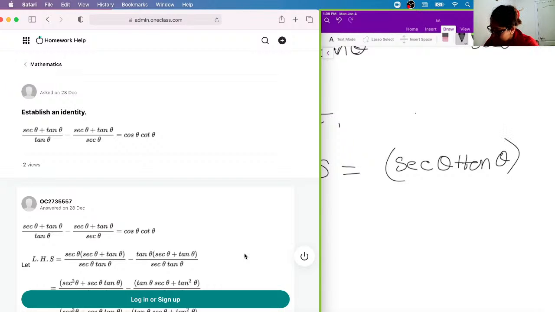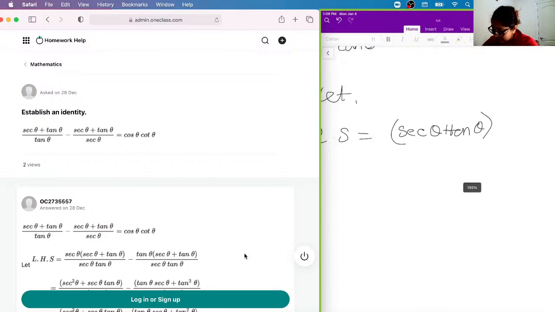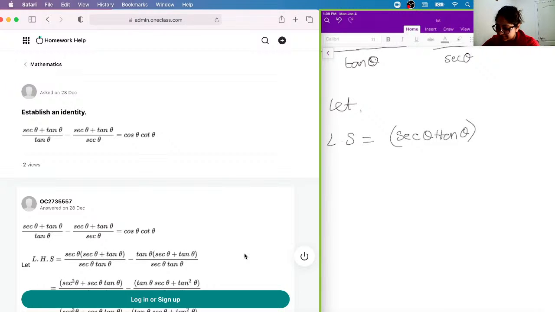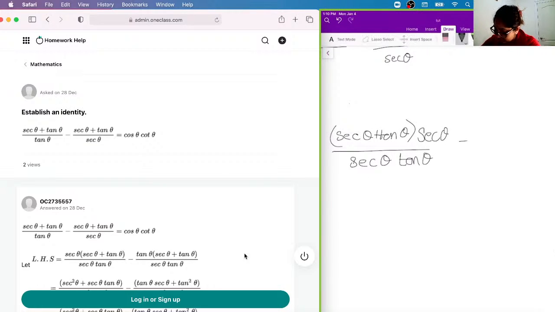Right, what we're going to do here is basically factor. We're going to find a common factor between the two fractions, which you can say is secant theta and tan theta. And so we're going to have our common denominator as secant theta tan theta. In this case, we would have to multiply the numerator with secant theta for the first fraction here. And so the next one we would multiply with tan.